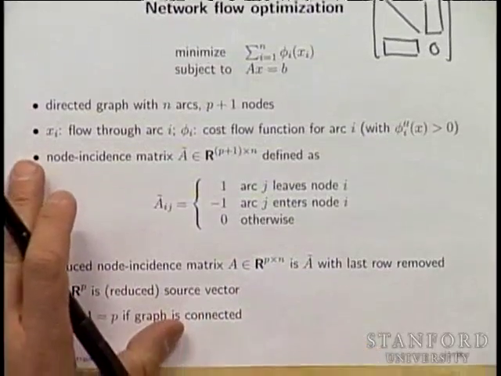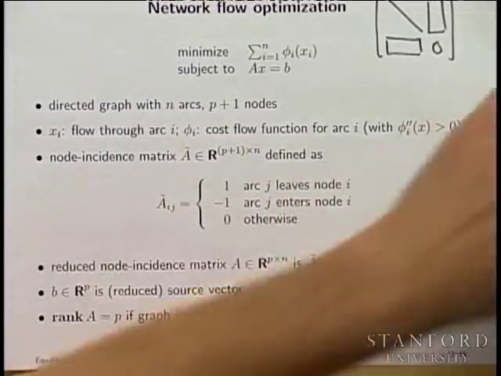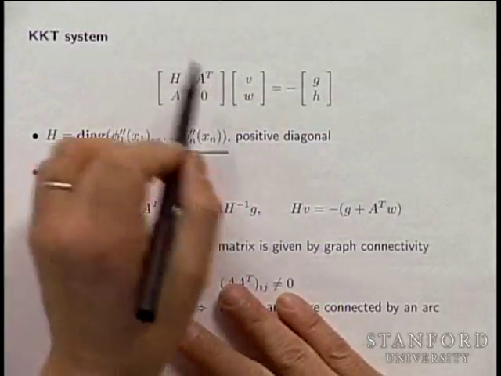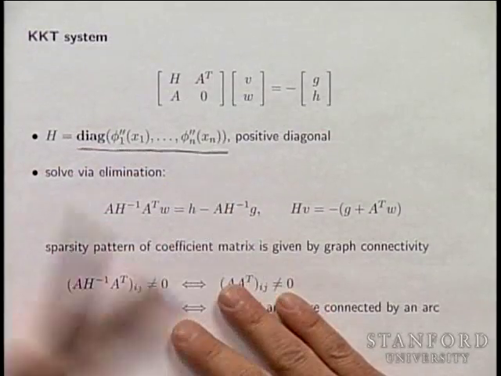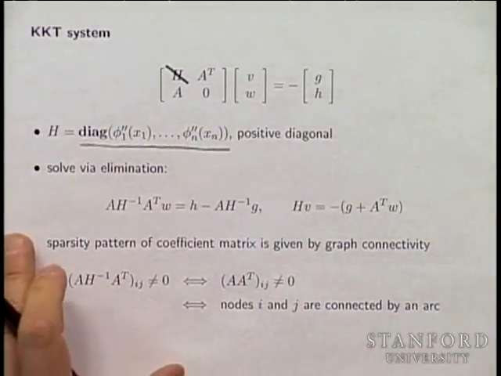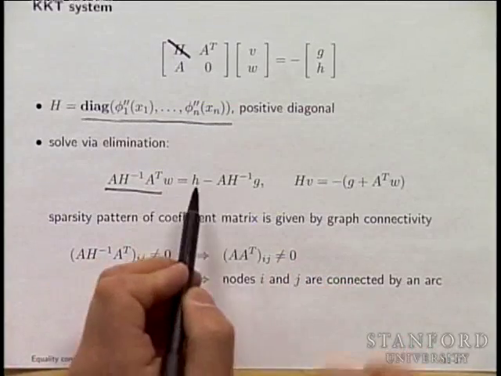Anyway, we'll go through this. This is the reduced incidence matrix. And let's look at the KKT system for this. The KKT system looks like that. So H is diagonal. That's the important part, is that, of course, you should always see this when you see an equality constraint minimization problem. But in this case, that's very important. That's diagonal. You can solve this via elimination. You have A H inverse A transpose w equals this thing.